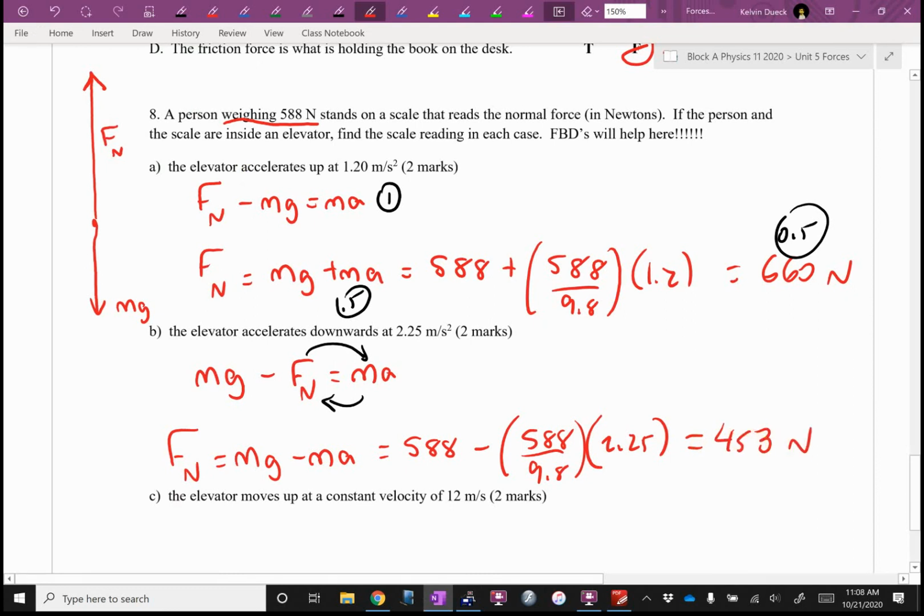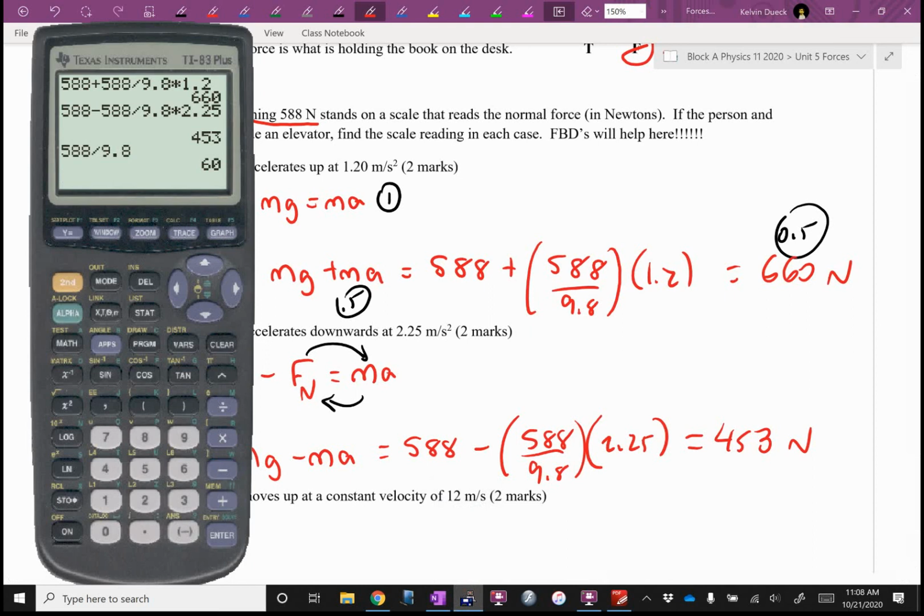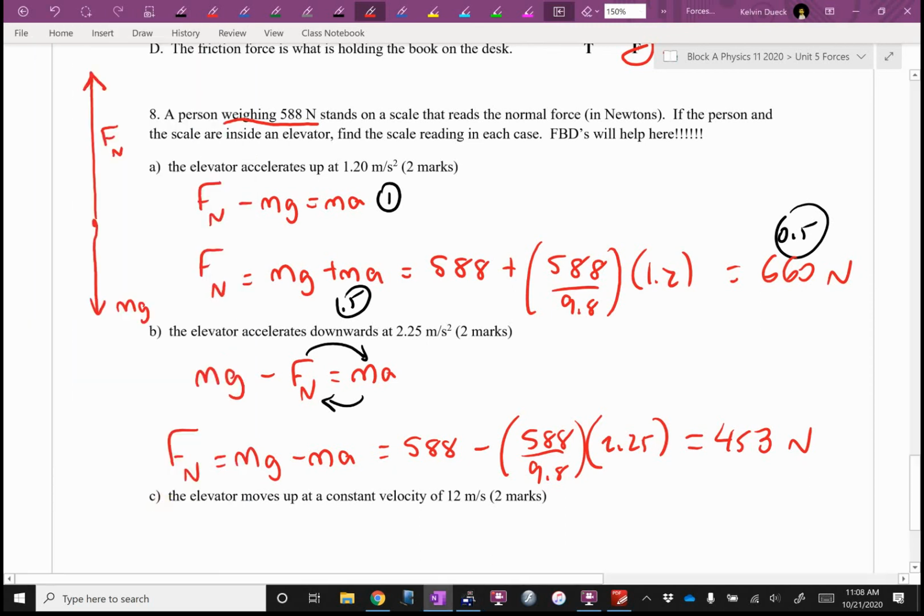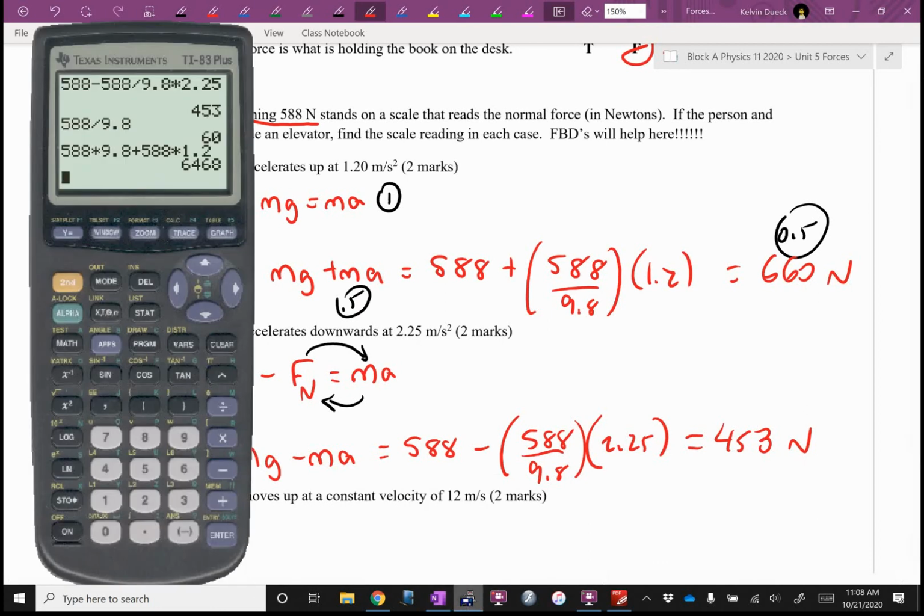newtons. By the way, again, for number one, if you treated that 588 as though it was kilograms, you would have gone 588 times 9.8 because you wouldn't have realized that it was mg, and then you would have gone plus 588 times 1.2. If you got 6,468, I would give you 1 out of 2. And for B, again, if you treated it like kilograms, you would have gone 588 times 9.8 minus 588 times 2.25. And if you got 3,969, I would give you 1 out of 2.